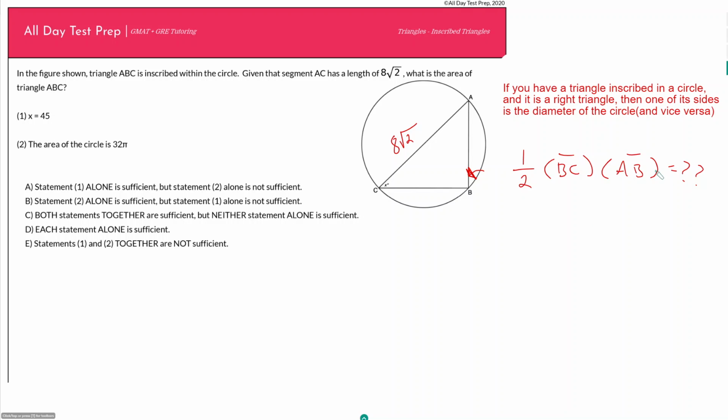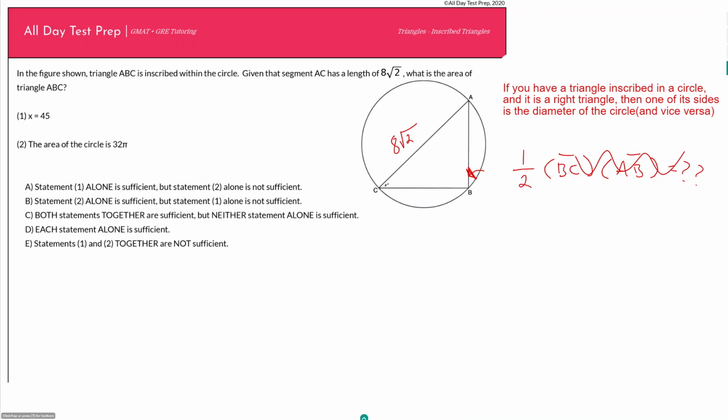So if we wanted to rephrase this question, you could rephrase it as something like, if triangle ABC is a right triangle, then what is 1/2 BC times AB? But this is going to be a two-step process if that is true. We need to first determine ABC is a right triangle, and then we need to find BC and AB.